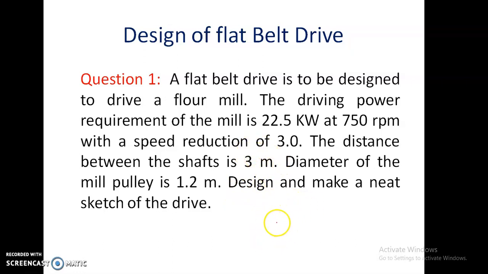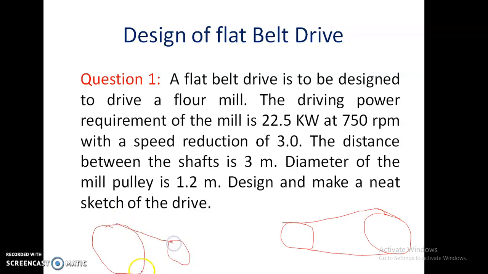As there is a speed reduction, N1 is 750 rpm, N2 is 250 rpm. So speed decreases. So it is a smaller pulley and it is a larger pulley. From smaller pulley to larger pulley, speed decreases. If from a larger pulley to smaller pulley, speed increases. If the power is transmitted from larger pulley to smaller pulley, speed will increase. But here there is a speed reduction of 3.0.